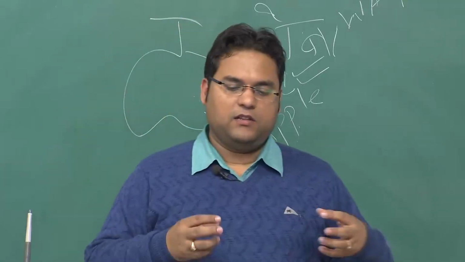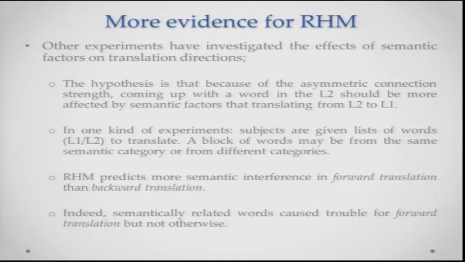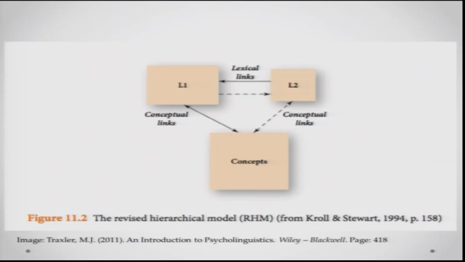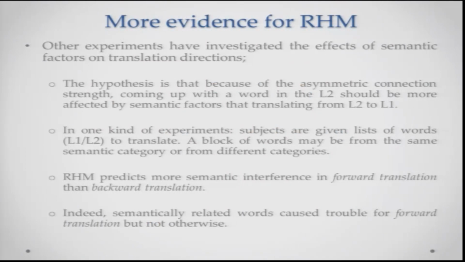Now, coming back, the hypothesis, basically L1 to L2 translation is easier, or L2 to L1 translation is more difficult, or the other way around, is basically because of this asymmetric connection strength that this model is talking about. You see that the connection strength between L1 to L2 is weaker than the connection strength between L2 to L1. Now, because we are talking about this asymmetric connection strength, coming up with a word in L2 should be more affected by semantic factors than translating from L2 to L1, okay, because it is going to require that much more effort. So, they wanted to test this in one of the experiments.